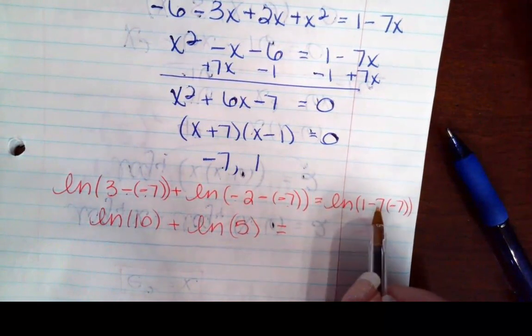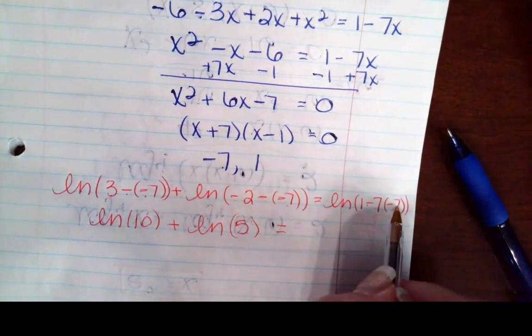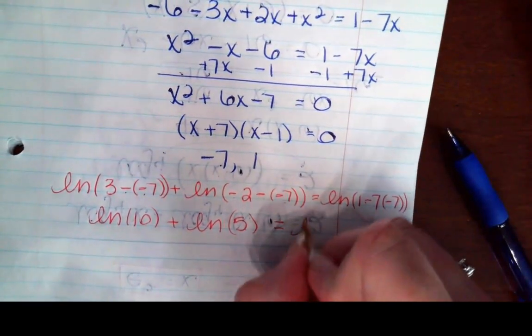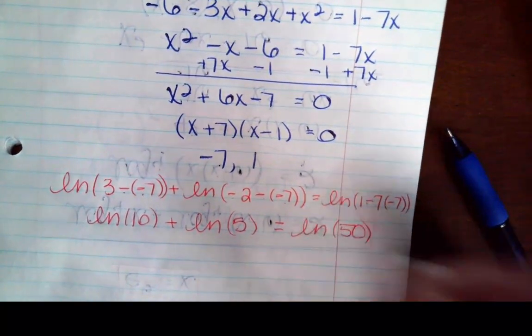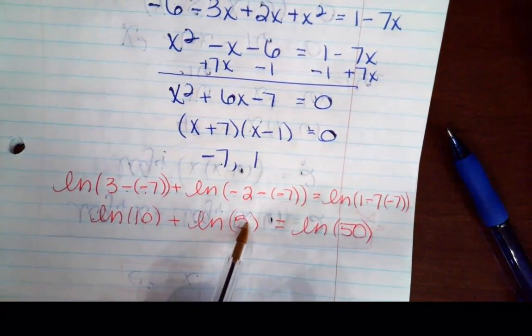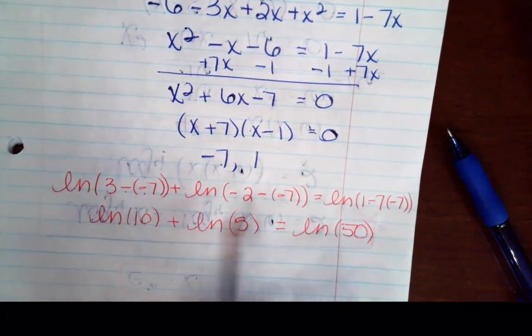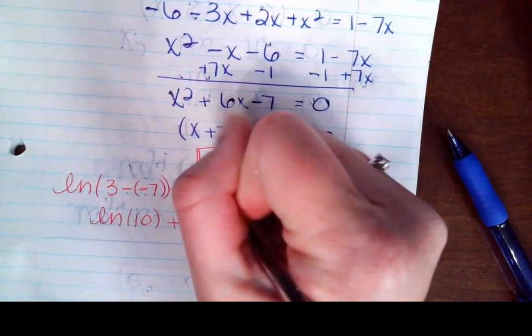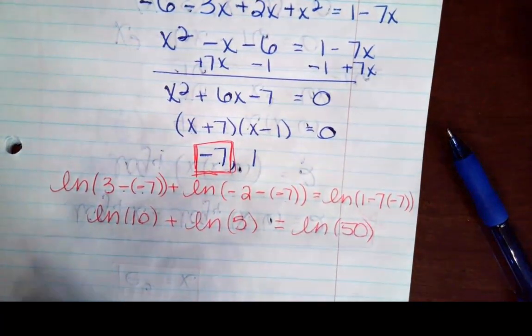And then 1 minus 7 times negative 7 is going to be what? 1 plus 49, which is 50. So natural log of 50. So positive, positive, positive. Not 0, not 0, not 0. So negative 7 works. So now we're going to try 1.